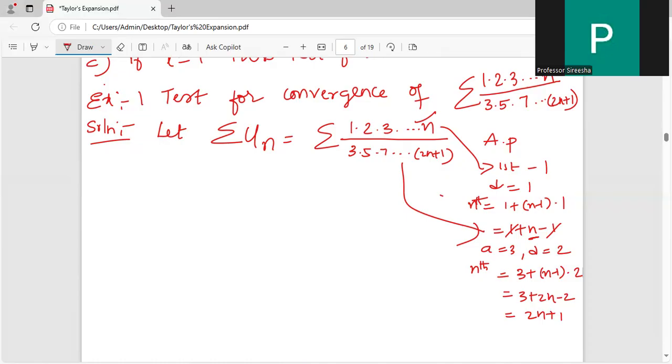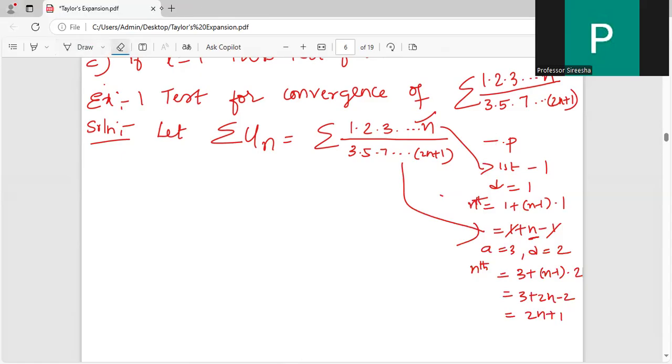But this doesn't mean that I just need the nth term. The nth term has all the n terms in the series. The first term has one term, the second term has two terms, the third term has three terms, and so on. I will talk about it a little later.